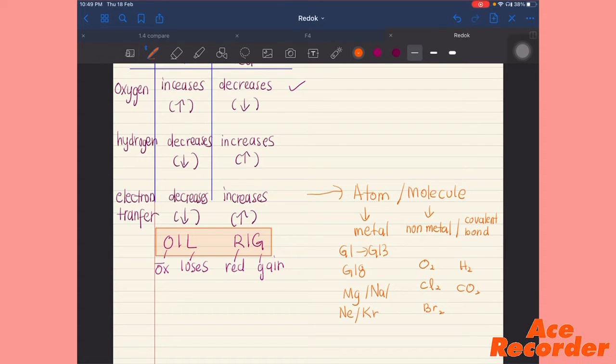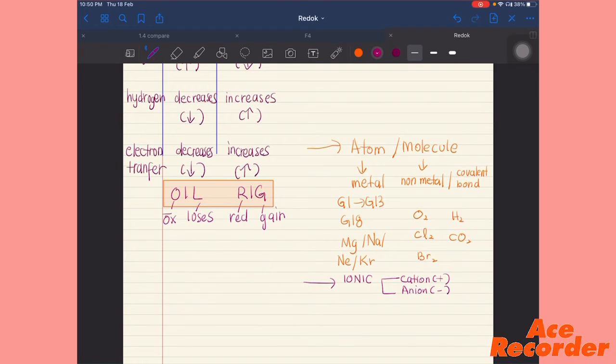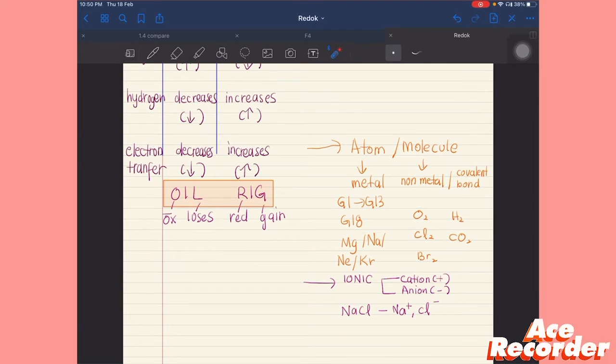Okay, but the special one is the ionic. If it is an ionic compound, you need to break it into two. The first one is the cation, positive charge, and the second one is the anion. Anion is negative charge. Okay, example. I have sodium chloride. So what's inside sodium chloride? Na+ and Cl-. Na+ is called cation. Cl- is called anion.